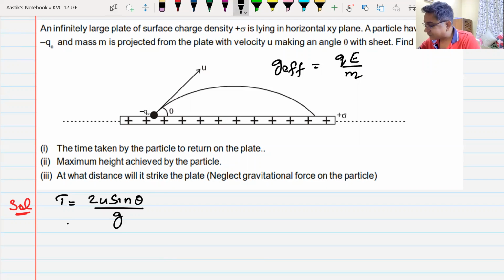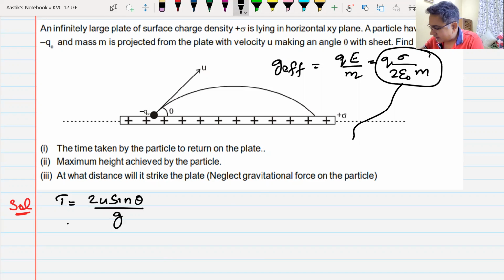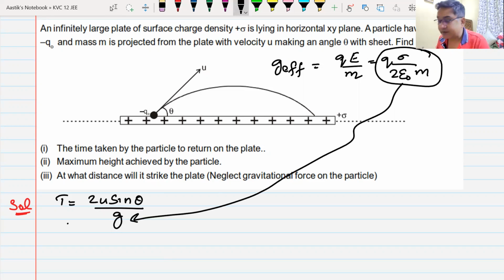Q is the charge. It is a downward-only force. Electric field is sigma by 2 epsilon naught, divided by m. So you just put the values here, and you get the value of your time of flight. We understand this? And just put it and get the answer.